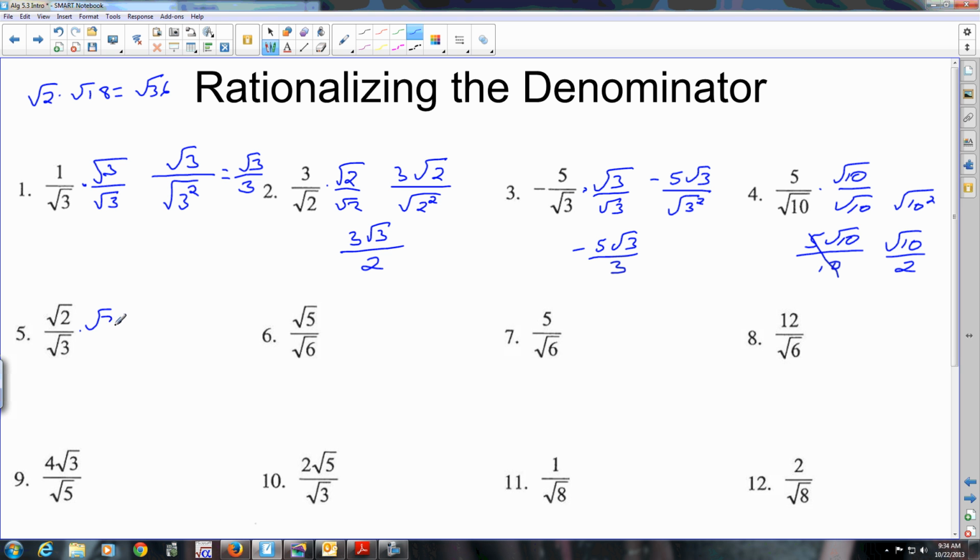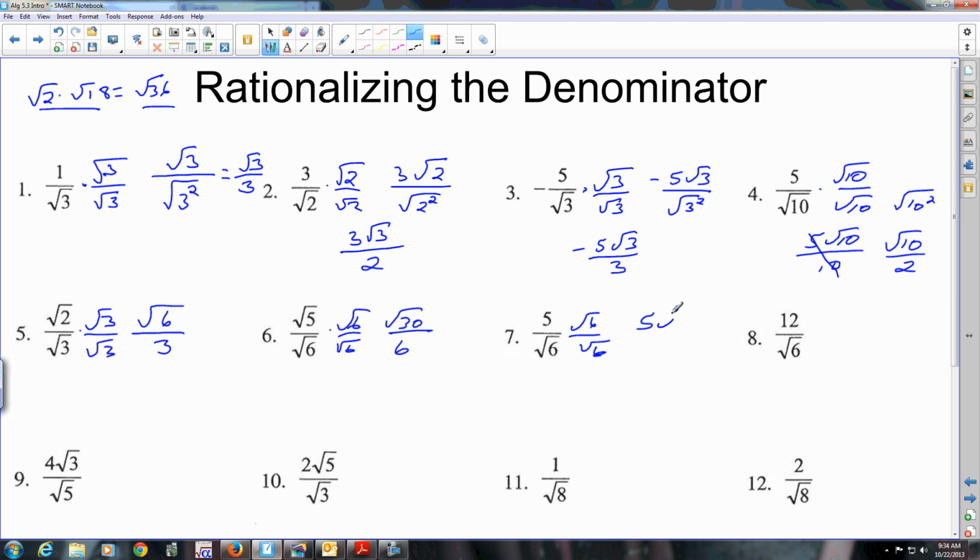This you multiply by the square root of 3. So these I can combine just like I did up here. So I have the square root of 6 over 3. And you cannot reduce something outside with something inside. Square root of 6. So I have the square root of 30 over 6. Square root of 6.